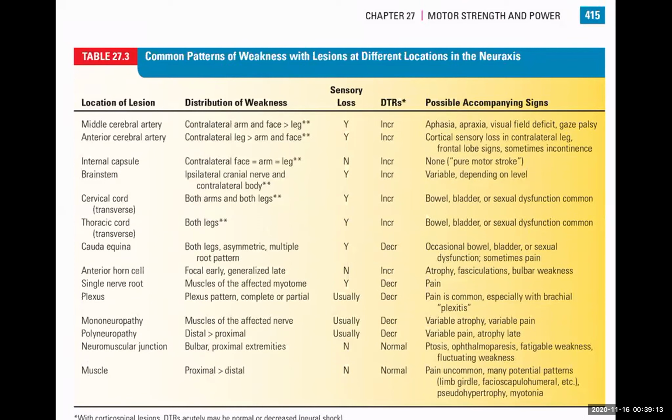Okay, well, internal capsule, as they always say, it's a dense hemiplegia. So everything is the same: contralateral face equals arm equals leg, associated with no sensory loss. Like, see, lacunar strokes are only for pure motor, pure sensory, ataxic hemiparesis, dysarthria, clumsy hand syndrome.